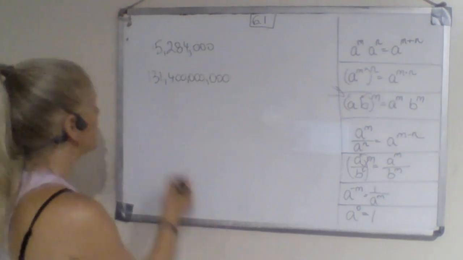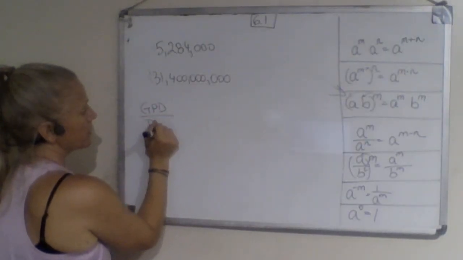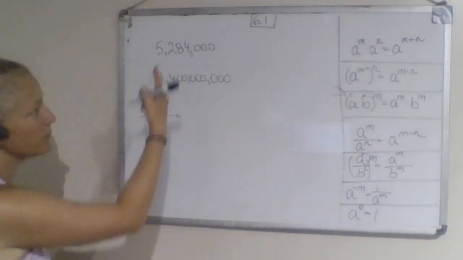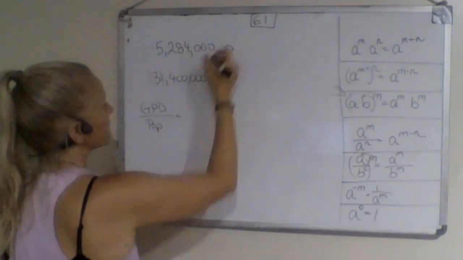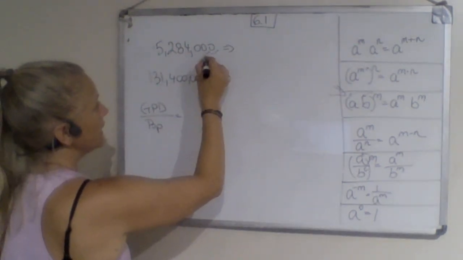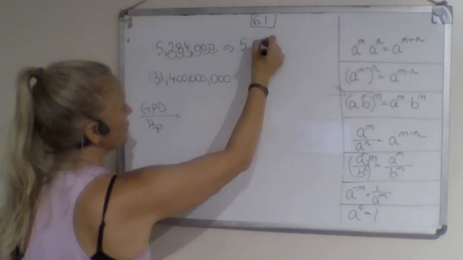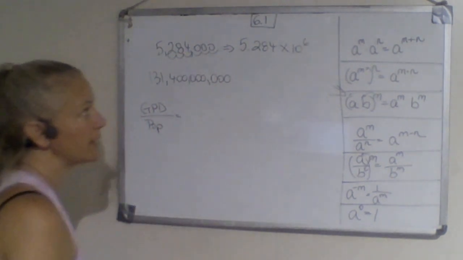That means they want to know what is the GDP divided by your population. How much is per person? That's what they want to do. We can't do it like this. We want to do it with scientific notation. So this becomes, my decimal is here. I go 1, 2, 3, 4, 5, 6. 5.284 times 10 to the 6. That's my population, right?